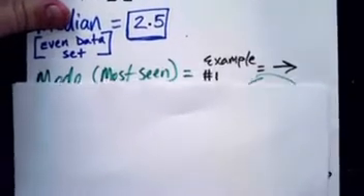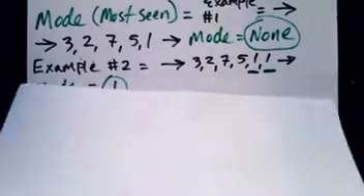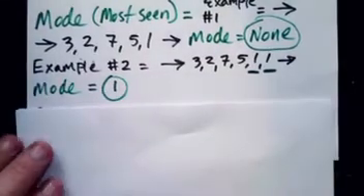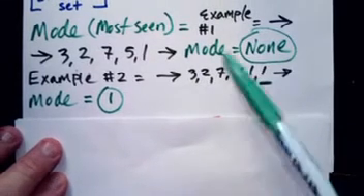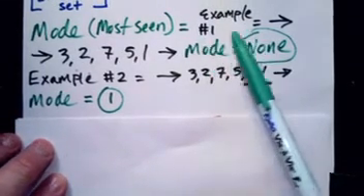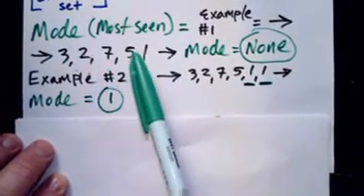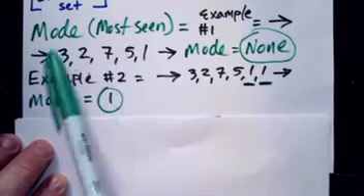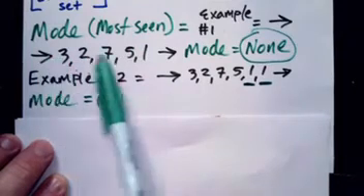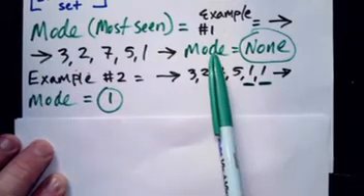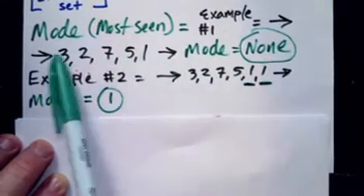All right, so let's go over the mode. You know what mode means? Mode means most seen. That's all it is. It's the number most seen in your data set. So here's one example. We have a data set of 3, 2, 7, 5, and 1. Do any of these numbers repeat? Or do you see any of these numbers more than once? No. So your answer for this problem is none. There is no mode for this data set.